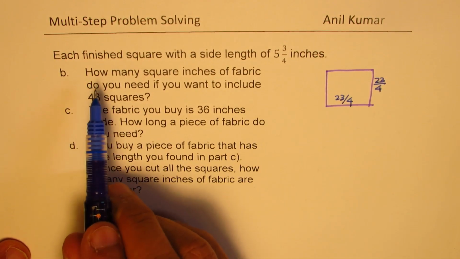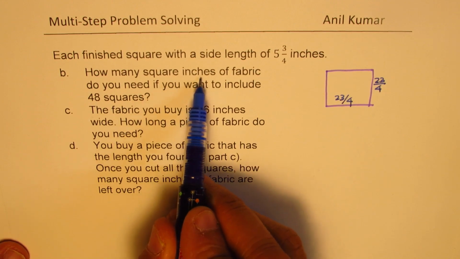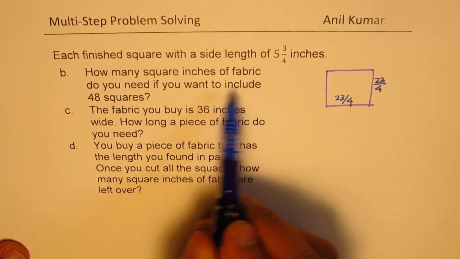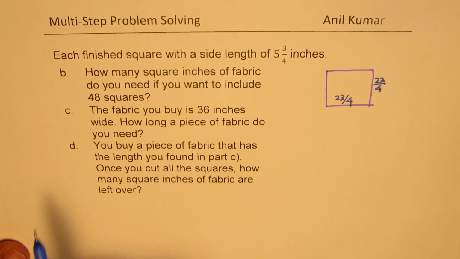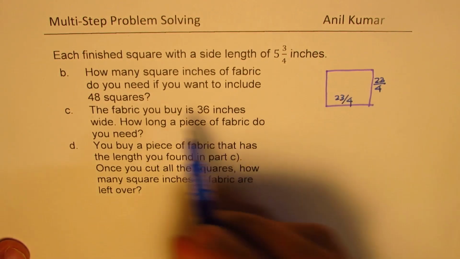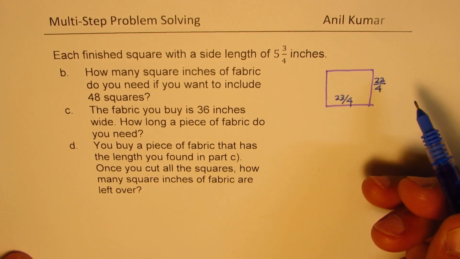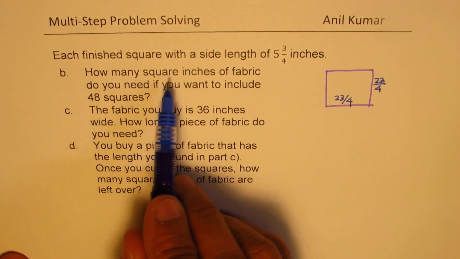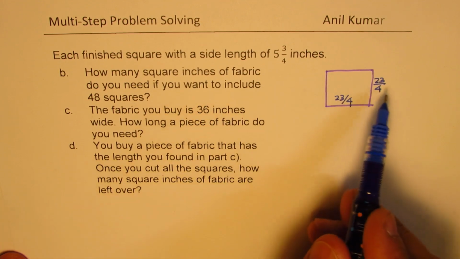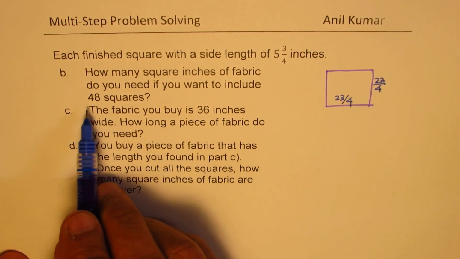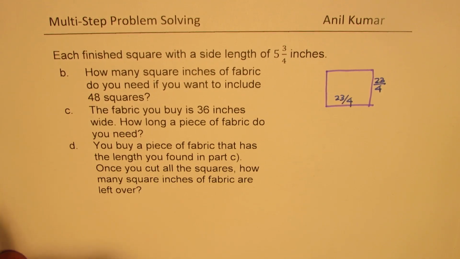Now the question is, how many square inches of fabric do you need if you want to include 48 such squares? So 48 times this area, right? So how many square inches? Each square is how much? You have to multiply this and then by 48.